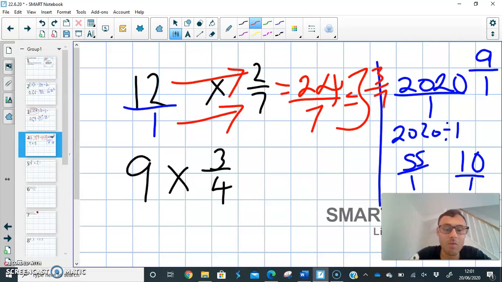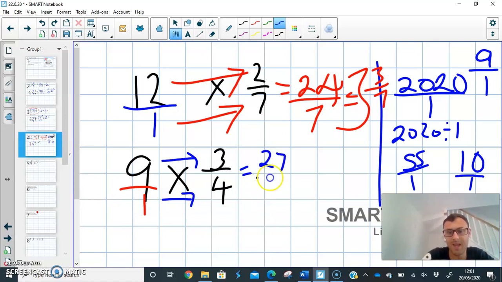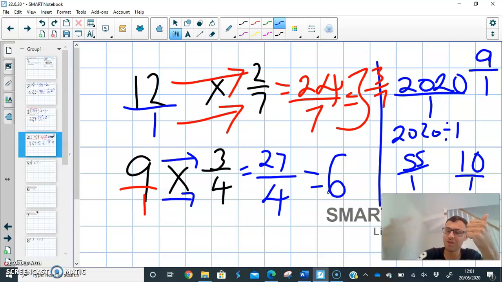So here we've got 9 times 3/4. Well, I need to make that a fraction, so I'm going to make it 9 over 1. And now I can just do top times top, bottom times bottom. 9 times 3 is 27, and then 1 times 4 is 4. How many 4's go into 27? Well, 4, 8, 12, 16, 20, 24, 28. So 7's too many, so it would be 6 whole, 24, 25, 26, 27. So 6 and 3/4 would be my final answer there.